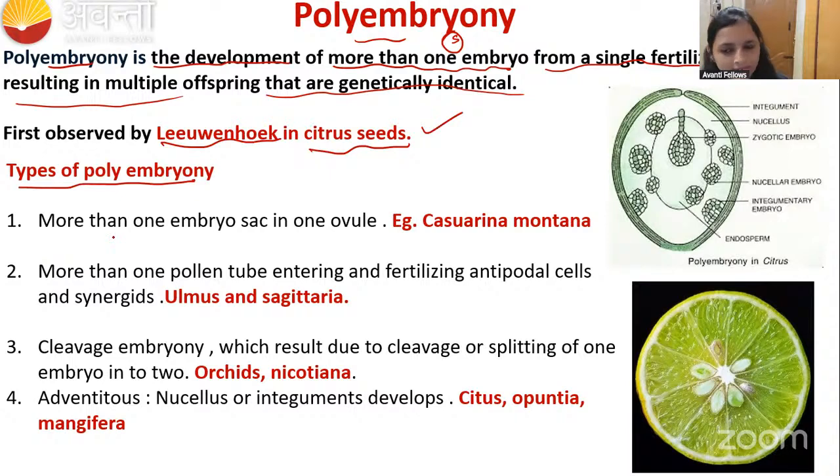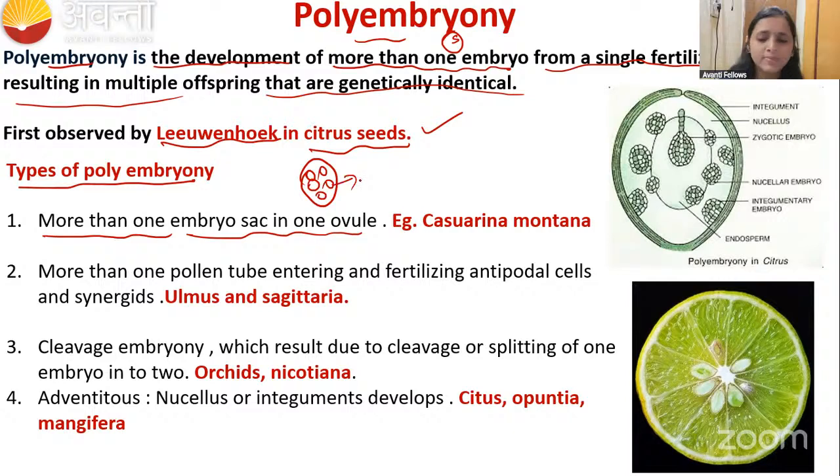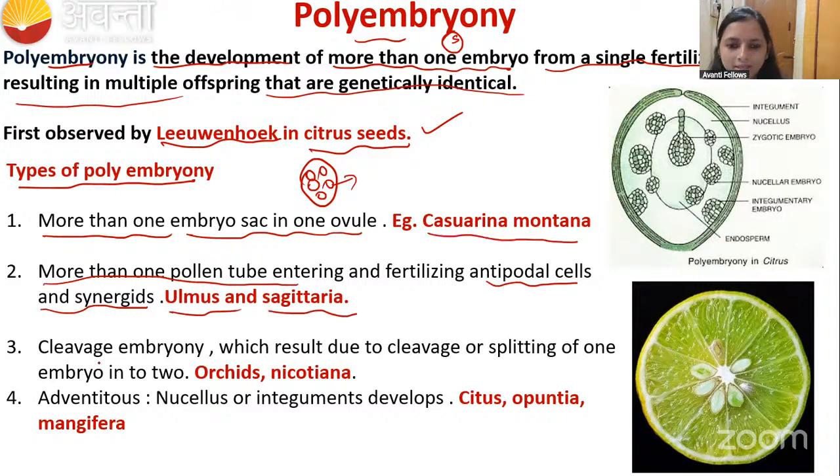We just studied more than one embryo sac in one ovule. One ovule has more than one embryo sac. Each embryo sac is fertilized by a male gamete and each gives an embryo. Then, more than one pollen tube enters and fertilizes the antipodal cells and synergids. The examples are Almus and Sagittaria. Here, the example is Casuarina.